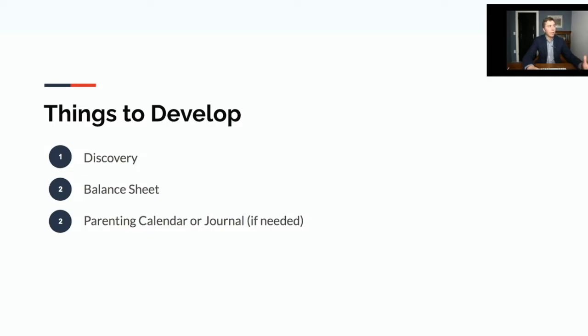And then a lot of times if you have children, you may need to develop a parenting calendar or journal, if needed, to help keep evidence as to what's going on in your case. Are pickups and drop-offs working, or are there issues that may need to be dealt with at a final hearing? You're going to want to keep that information in a journal so you can use that as an exhibit.